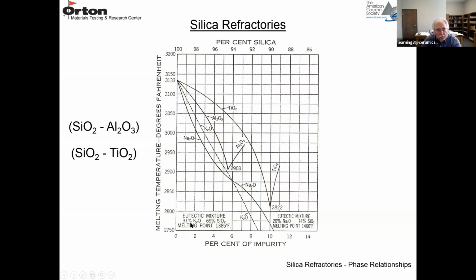It's off the scale of this chart, but if you have 31% K2O, potassium oxide, the melting point drops to 1385 degrees F, and if you have 26% Na2O, the melting point drops to 1460 degrees F. So impurities have a big effect in silica refractories on lowering their use temperature.